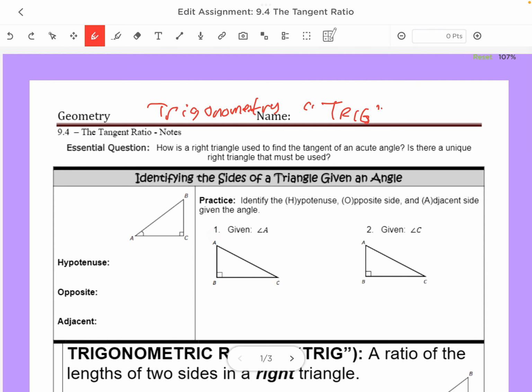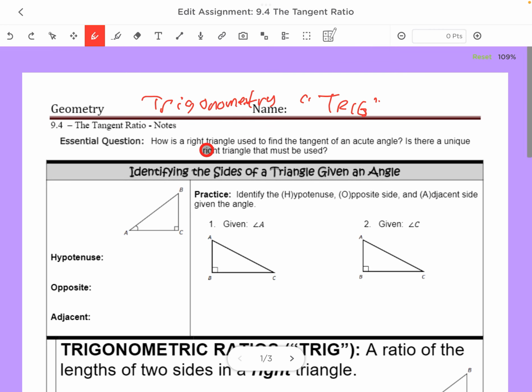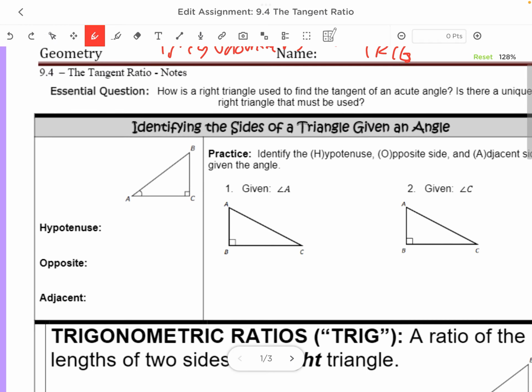Our essential question is: how is a right triangle used to find the tangent of an acute angle? And is there a unique right angle that must be used? So here's what we're going to talk about to identify that. First, we're going to identify the sides of a right triangle given an angle, so we're looking from the perspective of an angle.